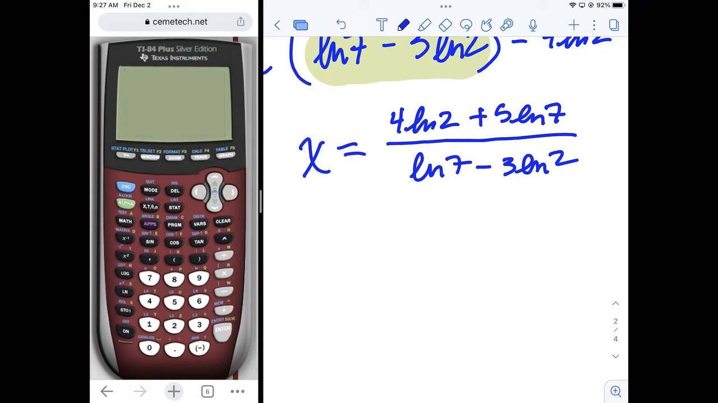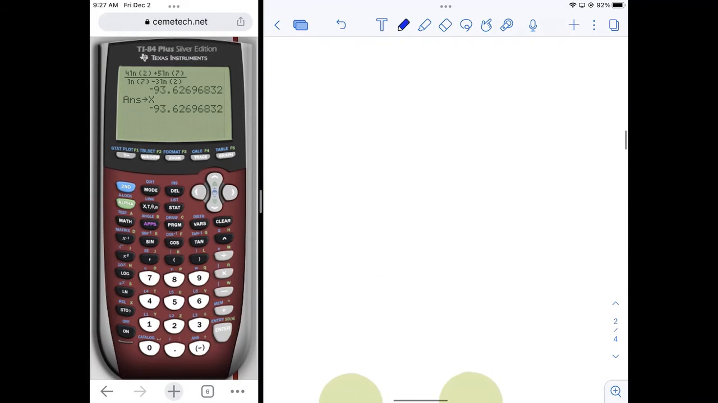All right, let's type this in. Alpha y equals, that's me. Y'all can do alpha x, right? 4 ln of 2. You got to be careful here when you're typing it in to close the parentheses. It opens it for you. Plus 5 ln of 7. Close that one. All over the natural log of 7. Close it. Minus 3 natural log of 2. Close it. Double check, triple check. It looks right. Hit enter. Now I'm going to store that as x. Now I'm going to come up here and go to the original equation.